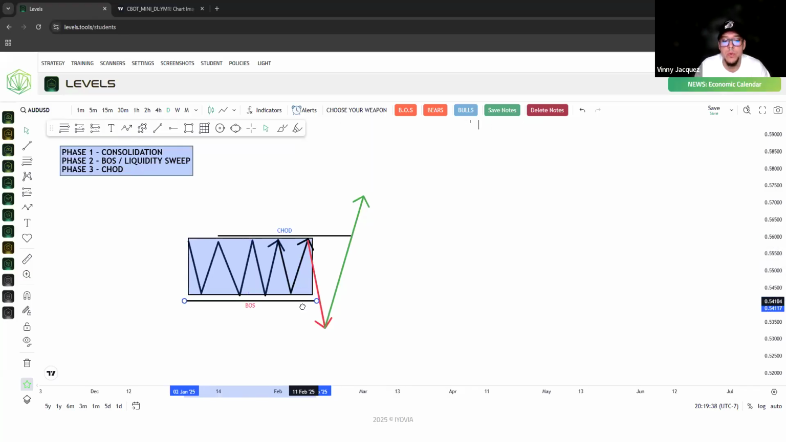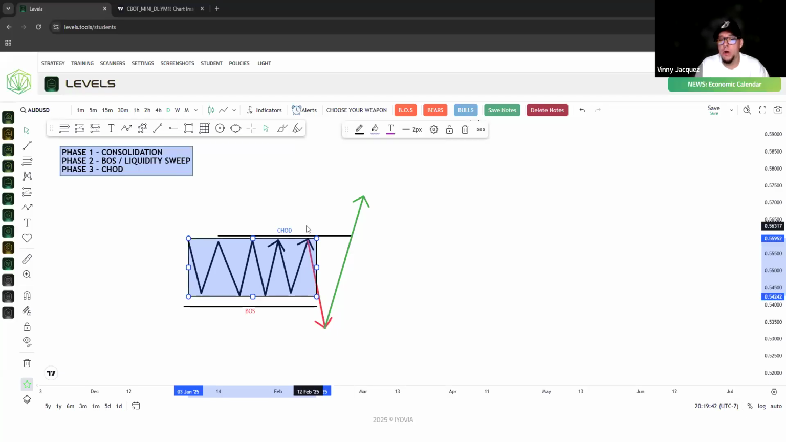And this is what made trading levels so easy for me. I'm not looking for an imbalance between an imbalance between an imbalance. Where's my very last break of structure, guys?